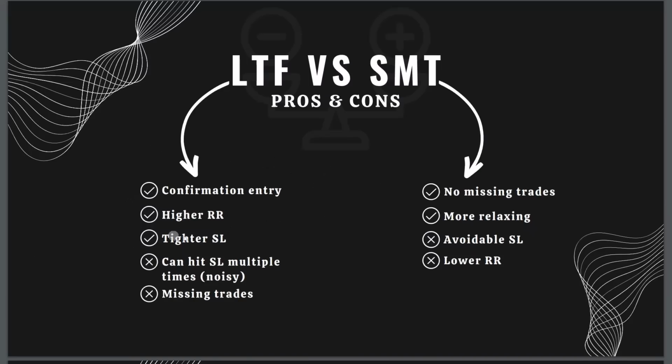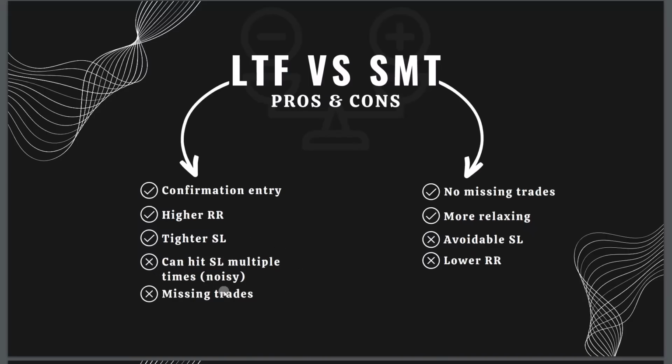It has a higher reward to risk. Why? Basically because you're taking an entry at a better price inside of that order block, and also you're having a tighter stop loss. Why? Because you enter, you have the stop loss above the high on the lower time frame, not the high of the order block. However, it can hit stop loss multiple times.